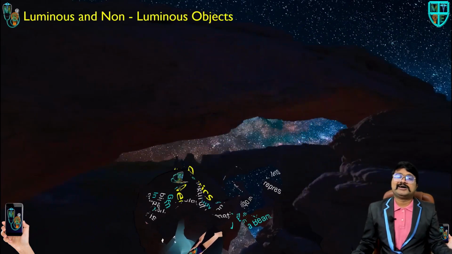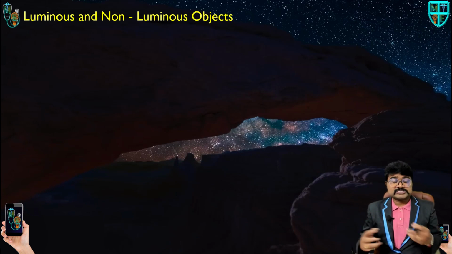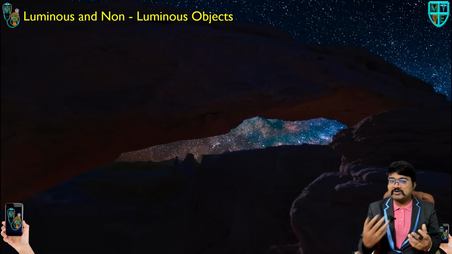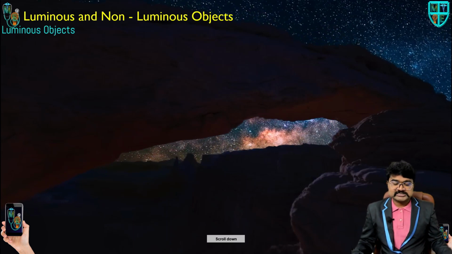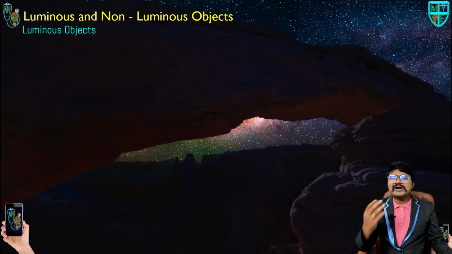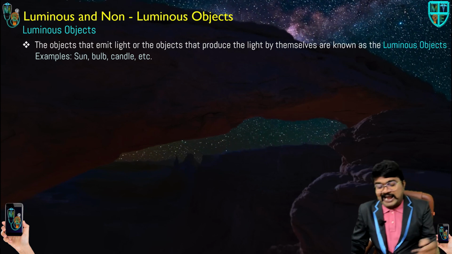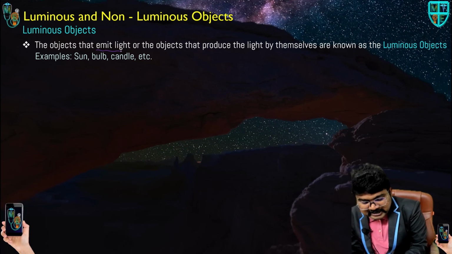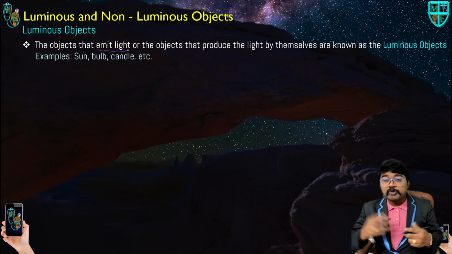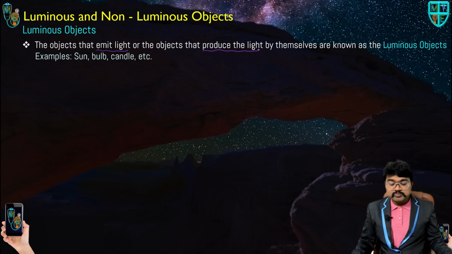Now we can have a look at the different objects. Obviously, in geometrical optics, the size of the objects is much higher than the wavelength of light. What are the different objects we need to study? Just see here, we have two types of objects: luminous objects and non-luminous objects. What is meant by luminous objects? The objects that emit light, or the objects which produce light by themselves, are known as luminous objects.